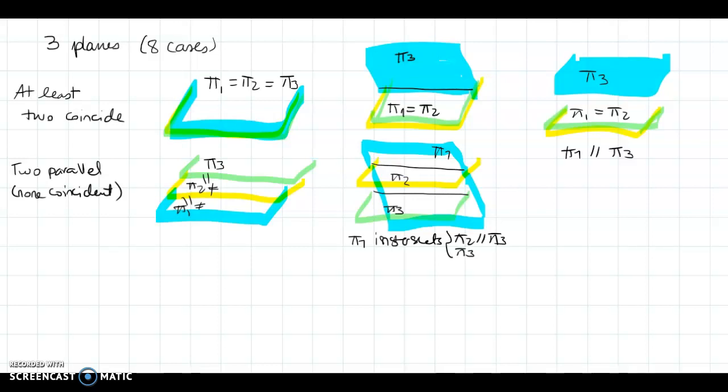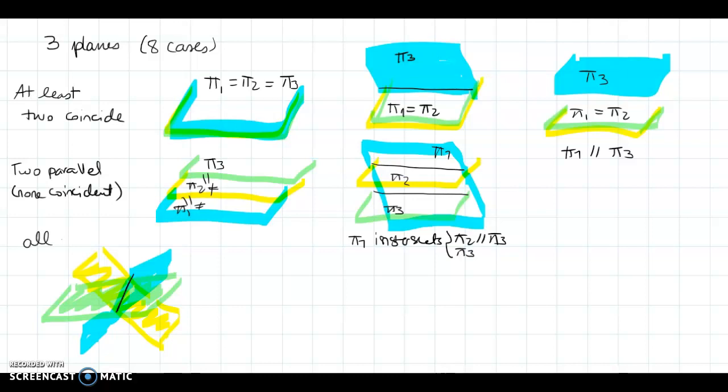I promise 8 cases, so here they come, the last 3. We could have the case where the 3 of them intersect at a line. Let's see if I can make a more or less decent sketch of what is happening here. I like to imagine that you are opening a book and you're looking at the pages of the book, and then you see where the pages join. That's a line where they intersect. So all meet in a common line. Let's call that line L.